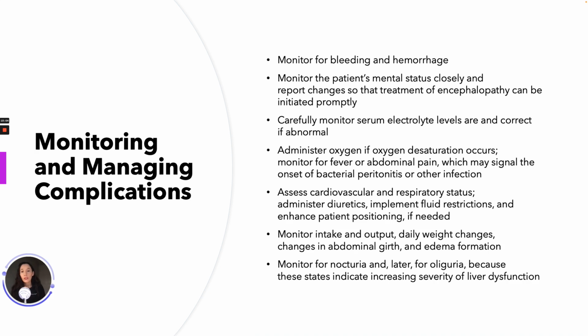We'll monitor for fever or abdominal pain or any signs of an onset of bacterial peritonitis or other infection. We'll assess cardiovascular and respiratory status, administering diuretics, implementing fluid restrictions, and enhancing patient position if needed. We'll monitor intake and output, daily weight changes, changes in abdominal girth, and edema formation. And we'll monitor for nocturia and later oliguria because these states indicate increasing severity of liver dysfunction.